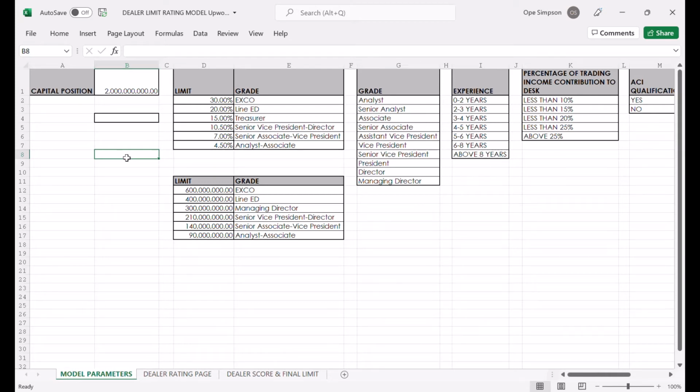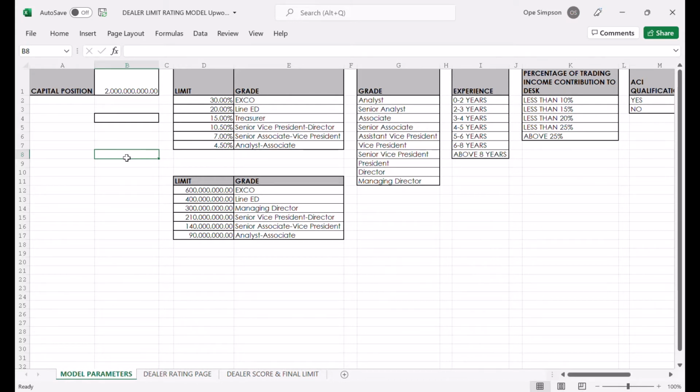Hi guys, in this video I'm going to walk us through how to create a dealing limit model for a bank. Banks need to allocate dealing limits for its traders. However, in my experience as a market risk manager, this limit setting has been arbitrary. Thus I came up with a scientific means of allocating dealing limits using some basic parameters that most traders should have. Our limit is also dependent on the capital position of our bank.